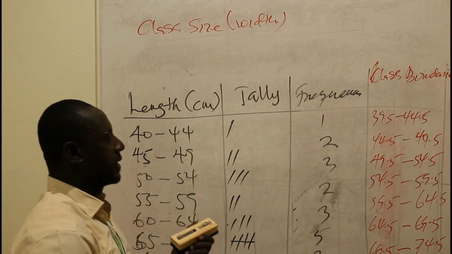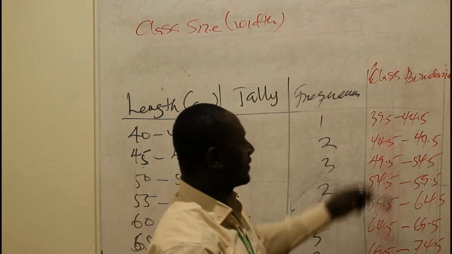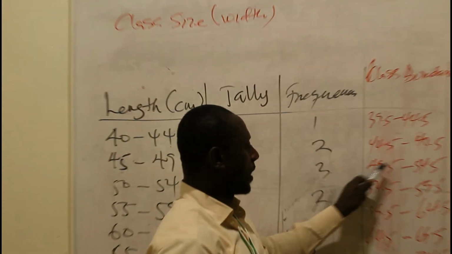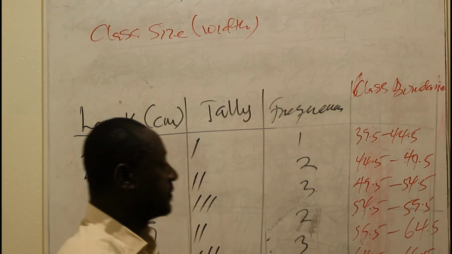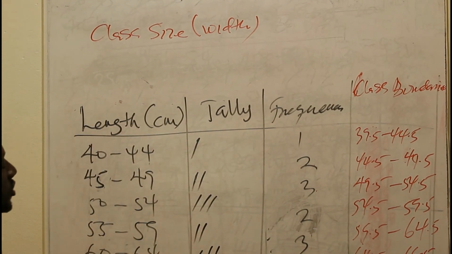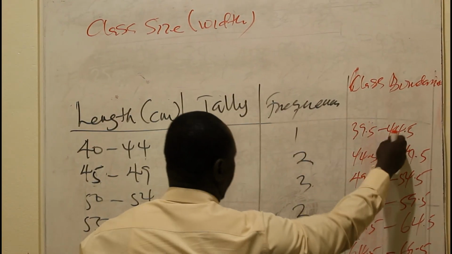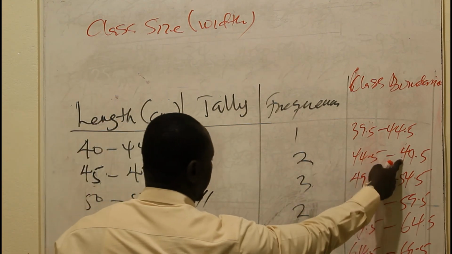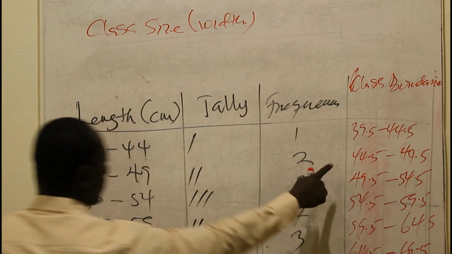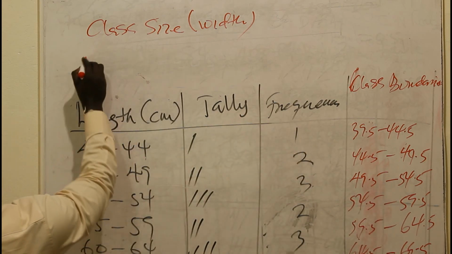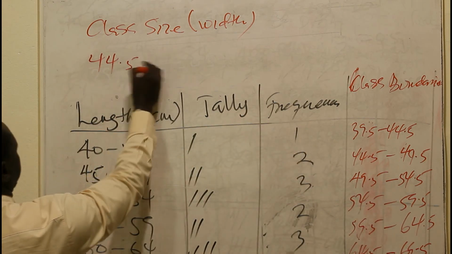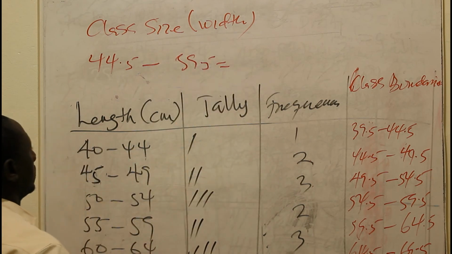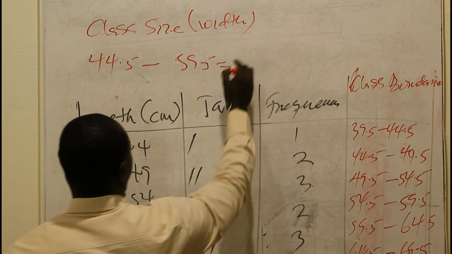When we come to the class boundaries, we have the lower class boundary, upper class boundary, lower, upper. So it is simply that we subtract the lower class boundary from the upper class boundary to get the class size. To get the class size of the first class, it's going to be 44.5 minus 39.5, and that's going to give you 5.